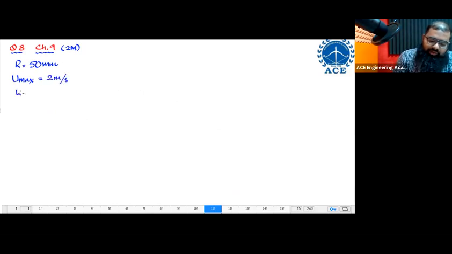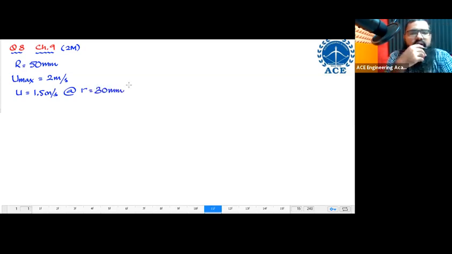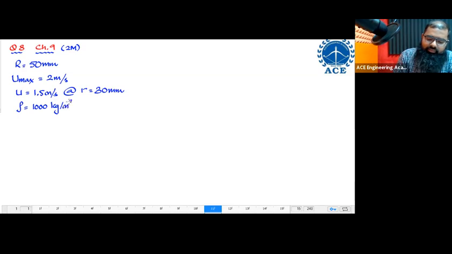And he says the value of U is equal to 1.5 meters per second at a distance small r equal to 30 mm. He says the working fluid over here is water, so density has to be equal to 1000 kg per meter cube. All this is given to you. Now, with this much information, he's asking you the value of wall shear stress is equal to how much.